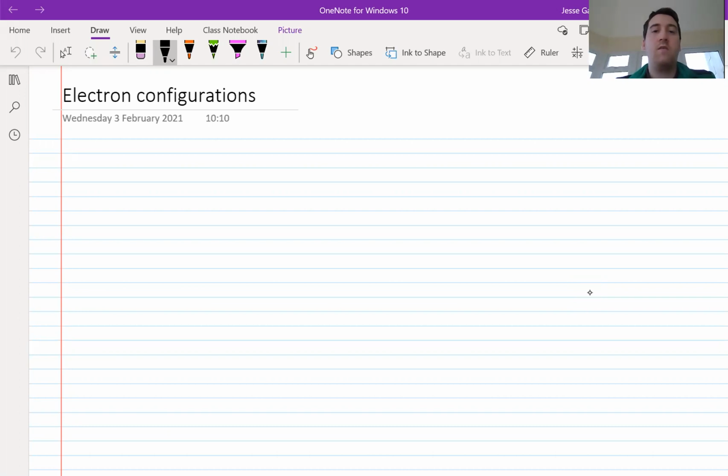Okay, so the first thing you need to do is find calcium on the periodic table and find out how many electrons it has. Calcium has the symbol capital C, lowercase a, and it has 20 electrons. 20 electrons.